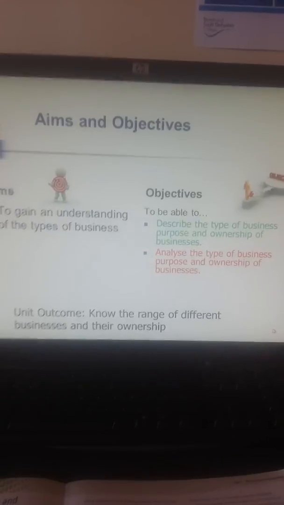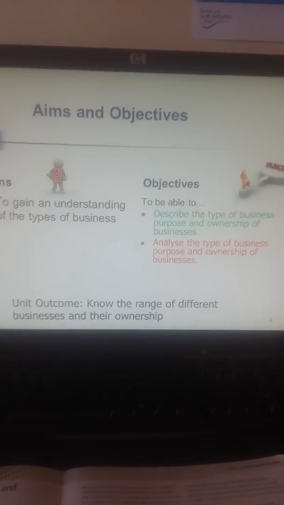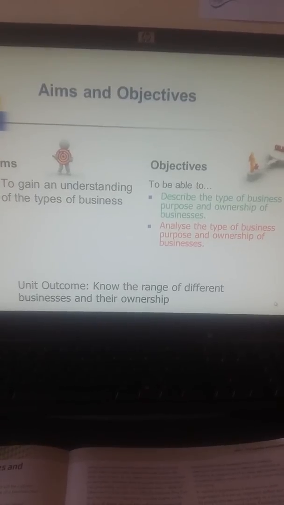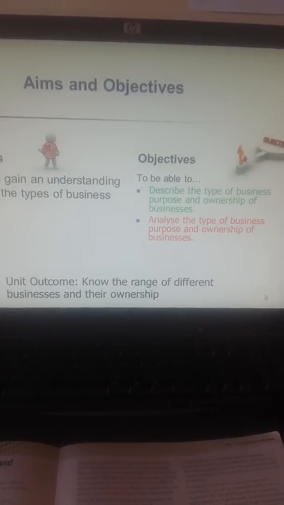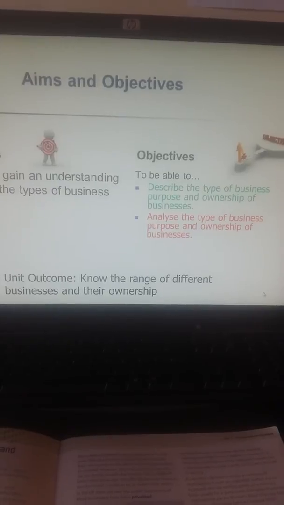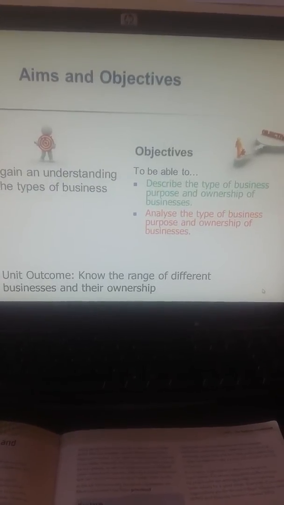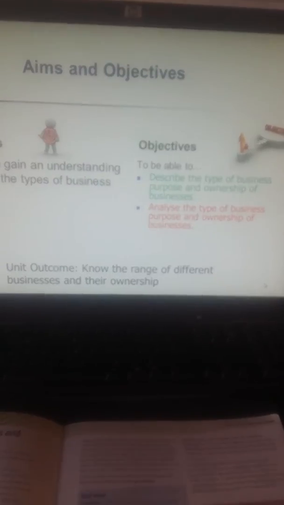Hello and welcome to Unit 1 Business Environment P1. The objective is to be able to describe the different types of business and purpose and ownership of the business. And then the M1 criteria is then to analyse the type of business purpose and business ownership.